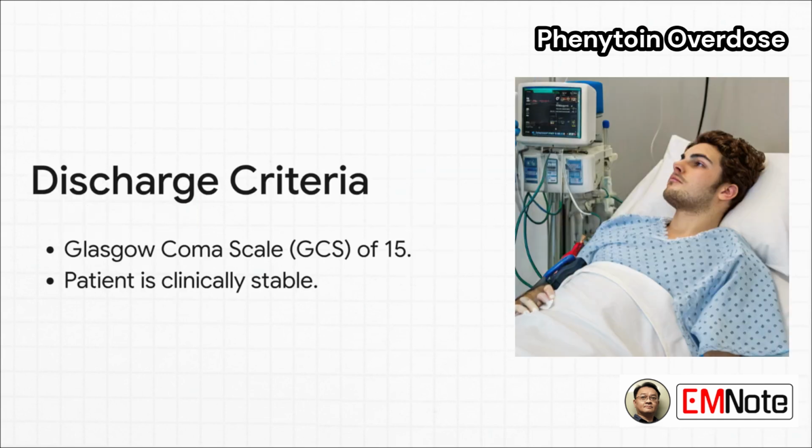A patient can be considered for discharge only when they meet 2 key criteria. First, their Glasgow Coma Scale, or GCS, has to be 15, meaning they are fully alert and oriented. Second, they have to be clinically stable, with their symptoms clearly resolving.